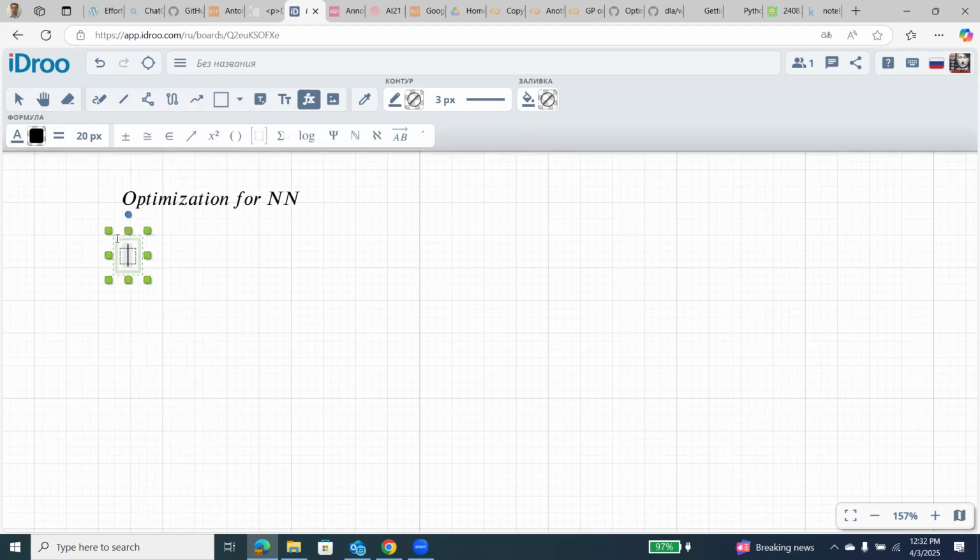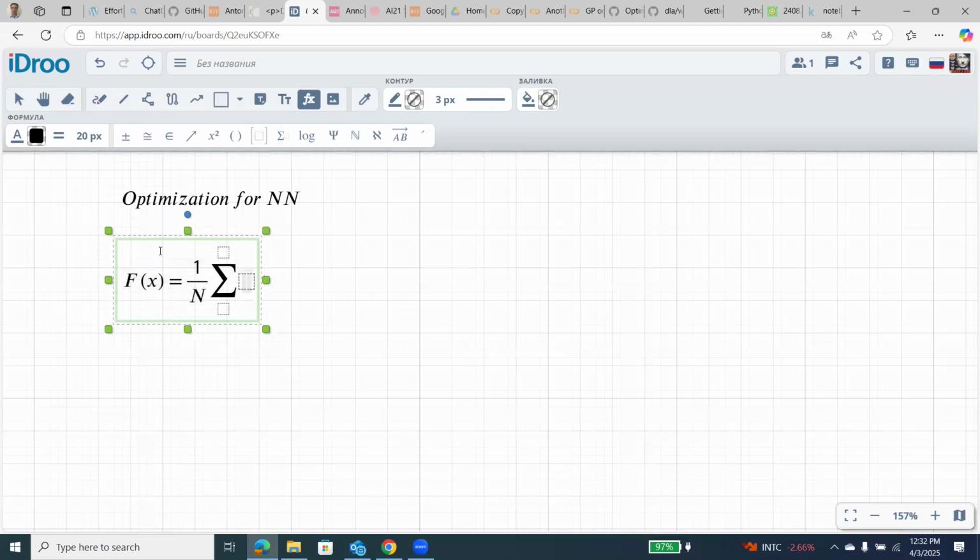Let's recall the problem. We have a loss function which is the sum of individual functions fi. Because it's a more mathematical problem, I'm using X instead of W. Typically, we use W for weights. Now we will just consider an arbitrary function of X, and we want to, for example, minimize this function with respect to X.